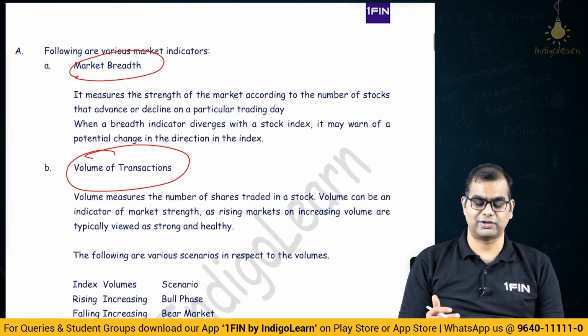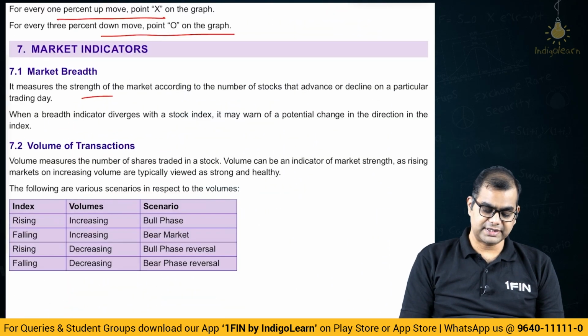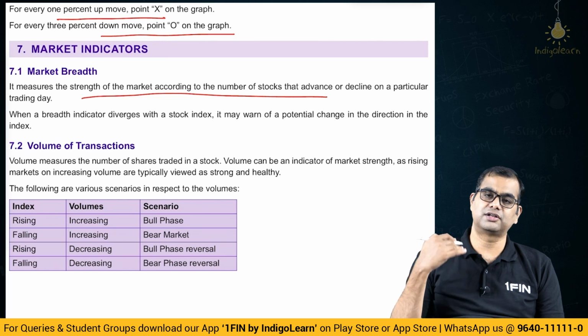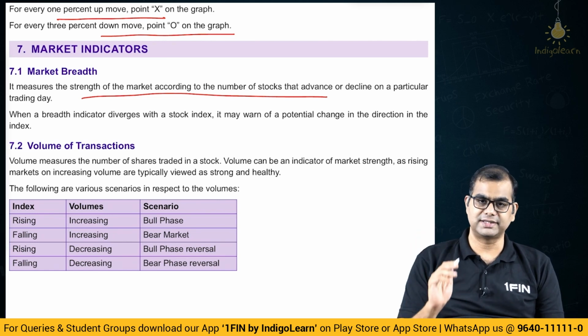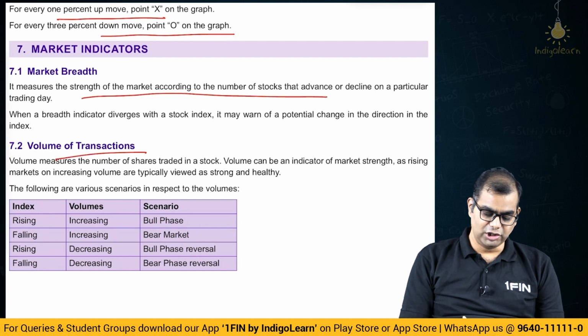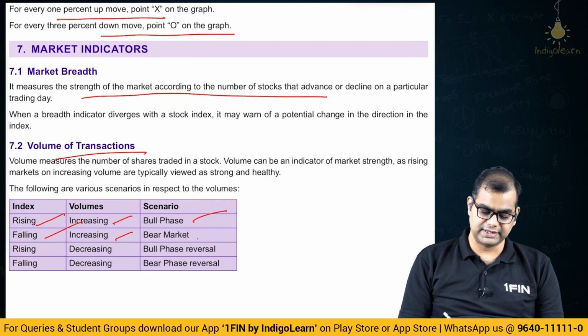So I will explain to you each one of them. Market breadth basically measures the strength of the market, the number of stocks that are going up versus the number that are coming down. If more stocks are going up, then the market is in a positive, bullish trend. Volume: if the index is rising and volumes are increasing, then it is a bull phase. If it is falling and volumes are increasing, it is a bear phase.